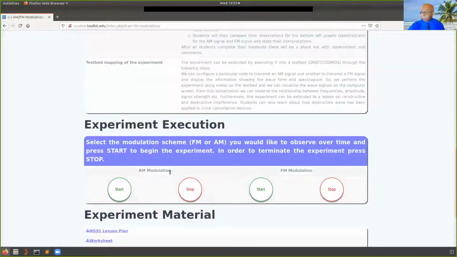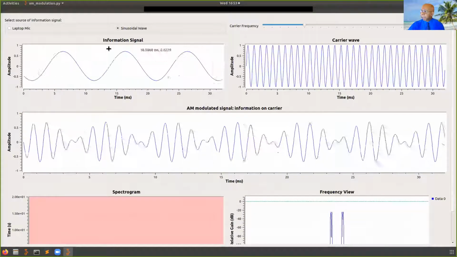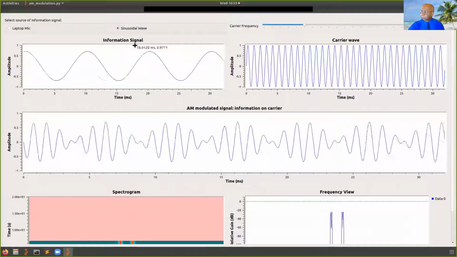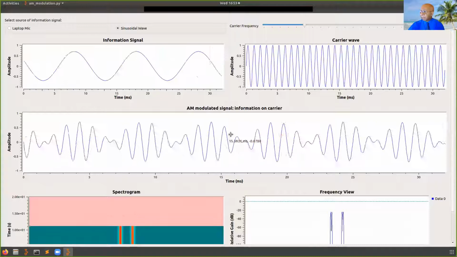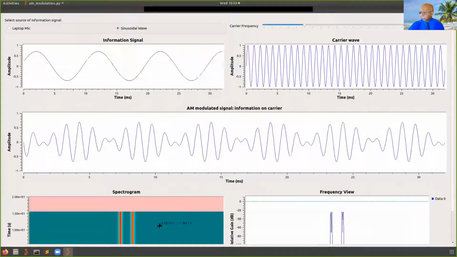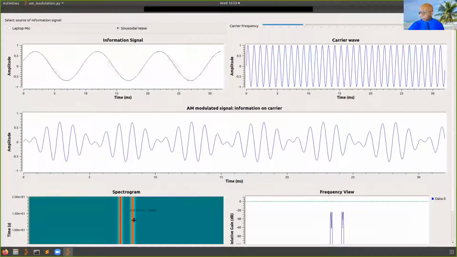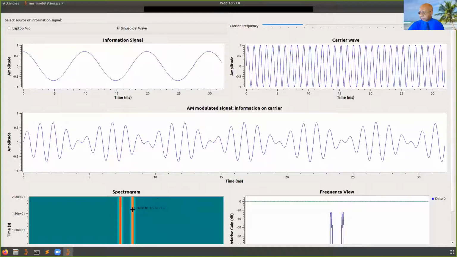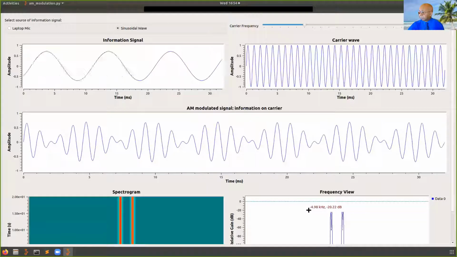Amplitude modulation right here. Start, stop. So let's click start. Now, there you see it. Information signal, carrier frequency, carrier wave, amplitude modulated signal, that's it right there. The spectrogram is loading, and you can see not a lot of red, just 2 tiny streaks of red, not a lot. And then this is the frequency view.